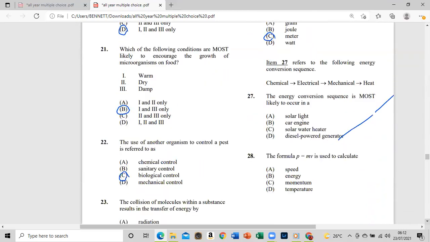Question 26: which conversion sequence, chemical, electrical, mechanical, heat, is most likely to occur in a solar light, car engine, solar water heater, or diesel power generator? This would be a car engine.